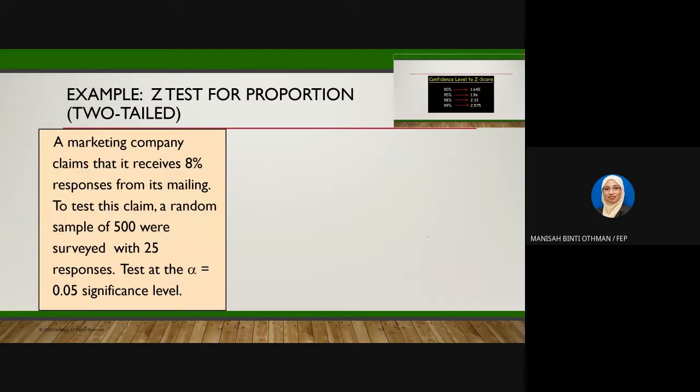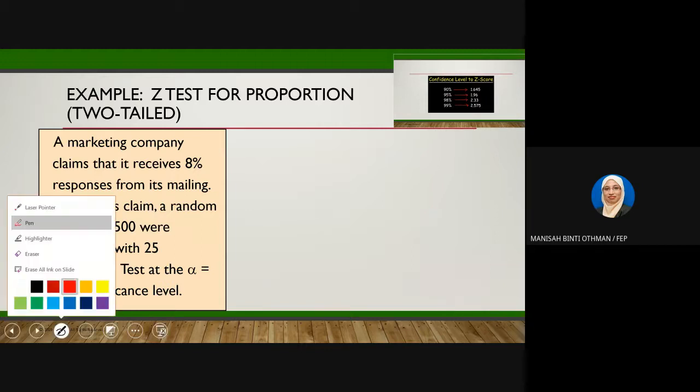Now we go directly to the example. A marketing company, so this is for two-tail first. A marketing company claims that it received 8% response from its mailing. To test this claim, a random sample of 500 was surveyed with 25 responses. We will use alpha 0.05 to test this hypothesis, same as with the mean.